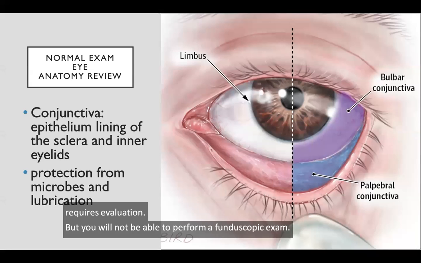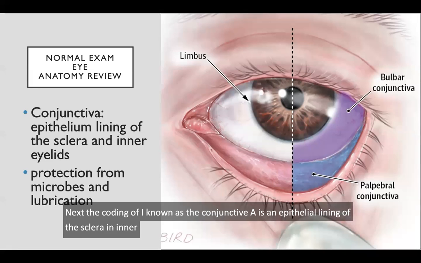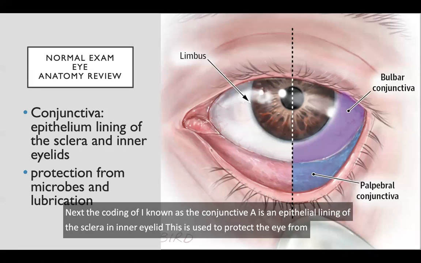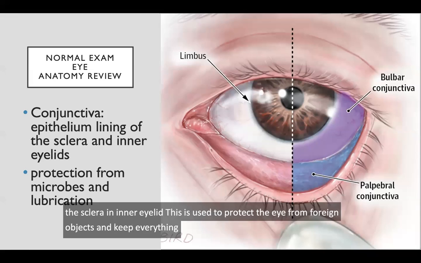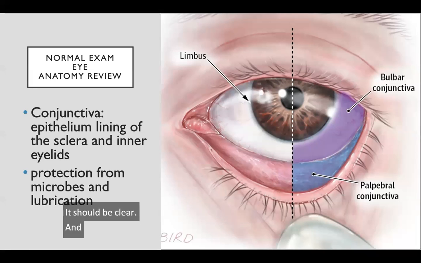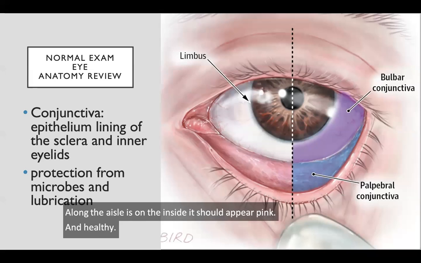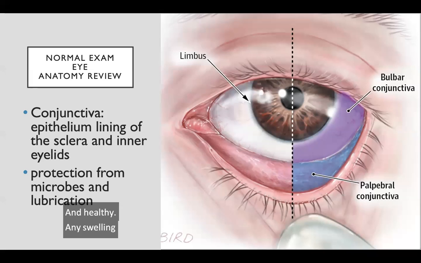Next, the coating of the eye, known as the conjunctiva, is an epithelial lining of the sclera and inner eyelid. This is used to protect the eye from foreign objects and keep everything nice and lubricated. It should be clear and it should not be cloudy or irritated. Along the eyelids on the inside, it should appear pink and healthy. Any swelling or abnormalities in that region should be noted.